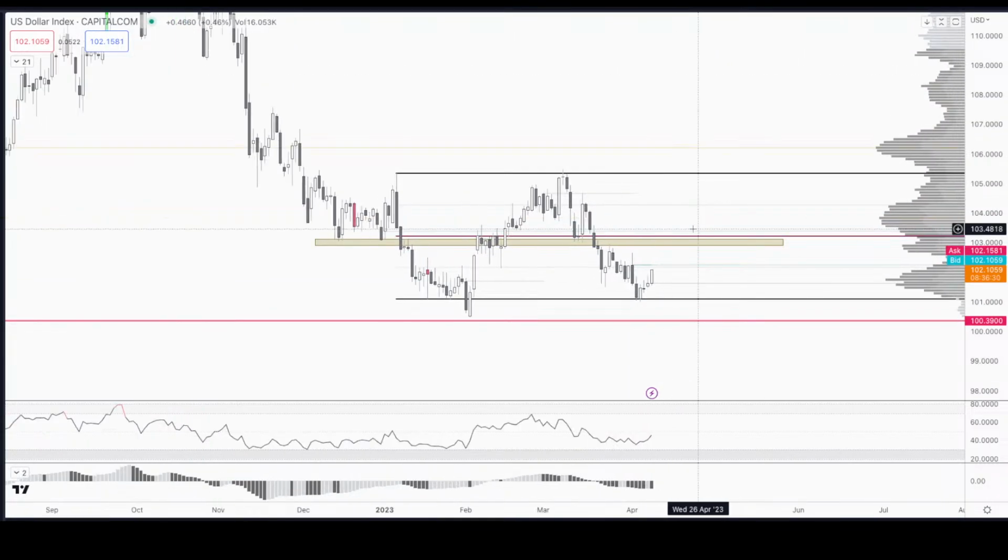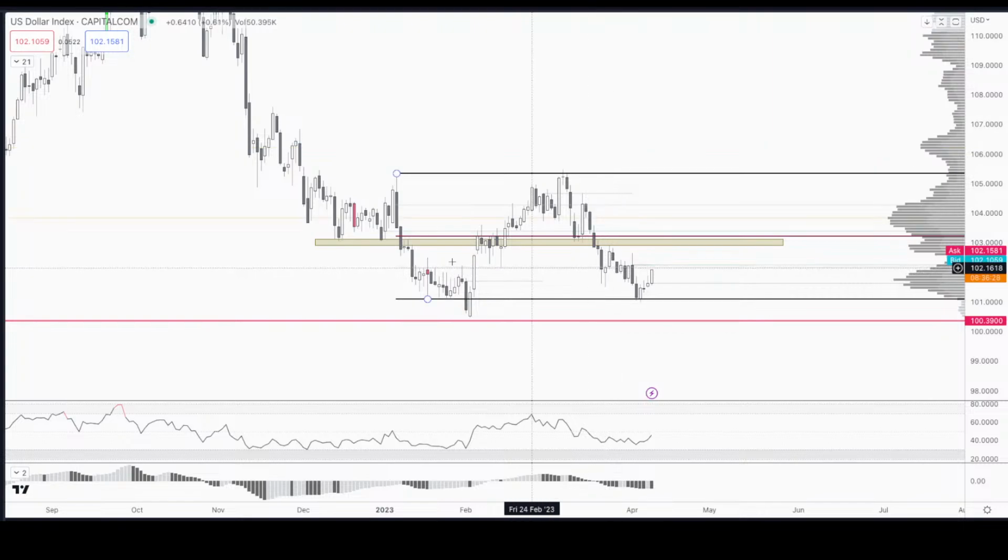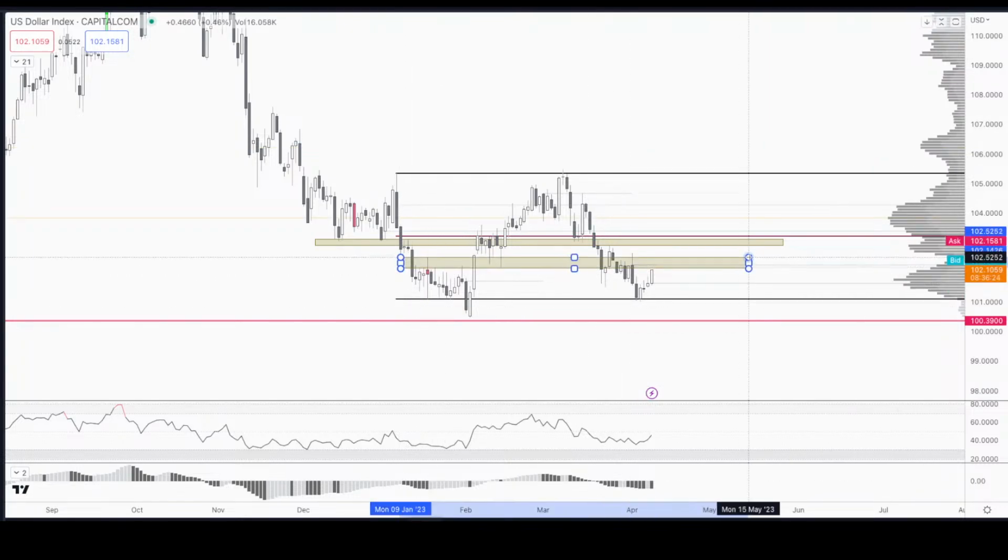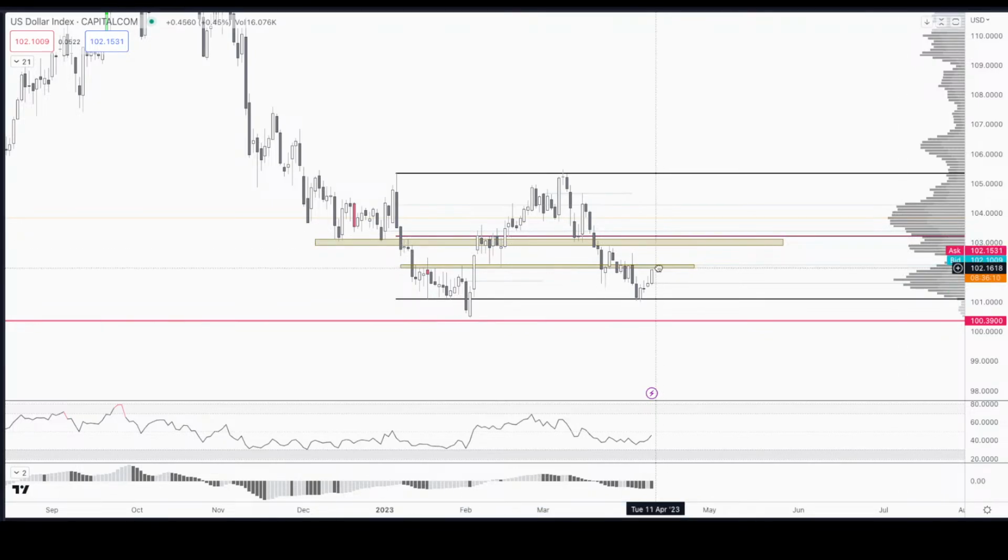All right. And the thing is, the main area that dollar is going to face some issues is this little one here. So we'll see what happens here. Obviously, that's the next area.